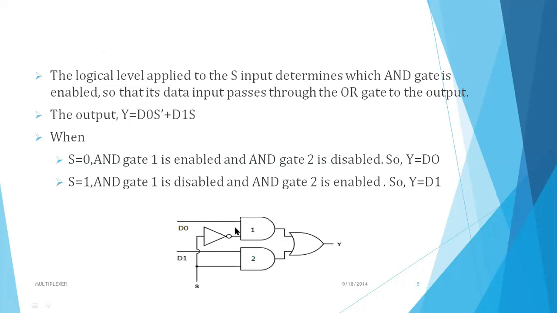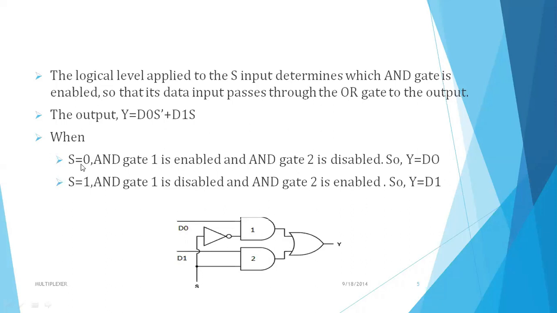So D0 and D1. Here this is the output value. D naught is 0 and S value is 0. Assume D naught value 0 and D1 value 0, and also D naught value 1 and D1 value 1.